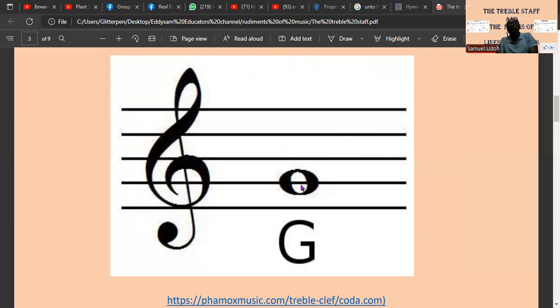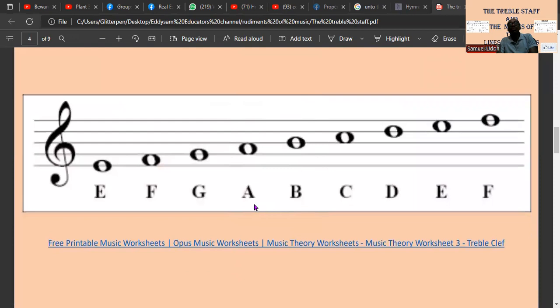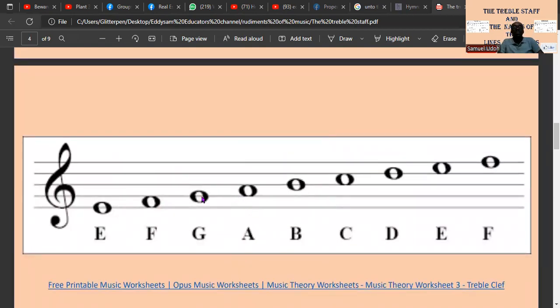Okay. So if this is line G, if you move up, you get to a space. After G, alphabetically, we go back to A. So this space is going to be A, while the next line is going to be line B. While below this line G, you have a space. And alphabetically, for G, what you have is F. So this space is F, while this line is going to be E, because before F, you have E.